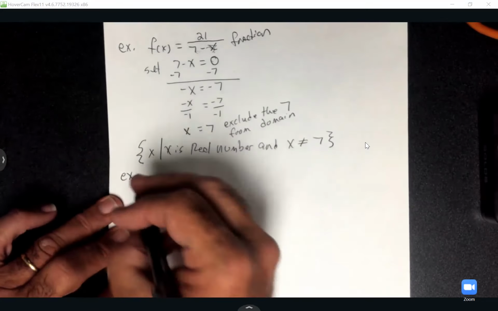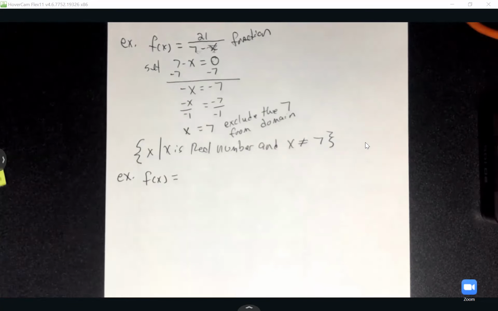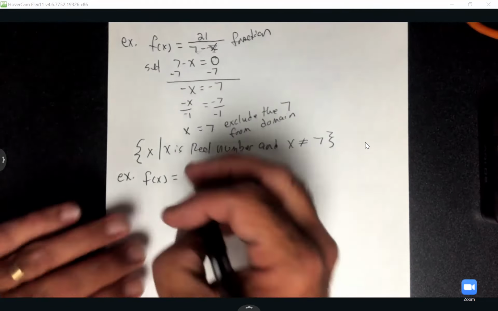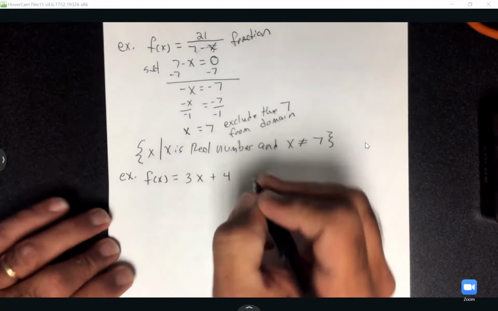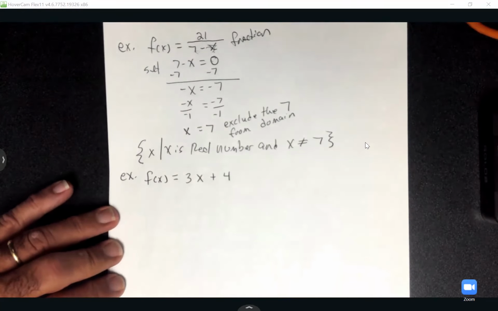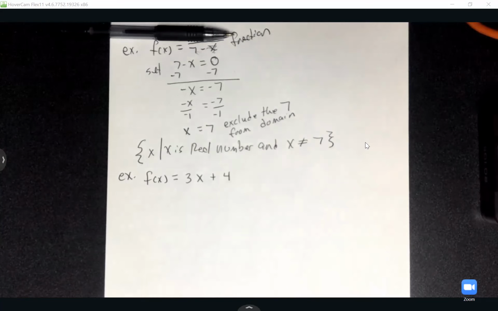All right, y'all, this one's on y'all. f of x equals 3x plus 4. So any numbers we need to exclude from this domain?